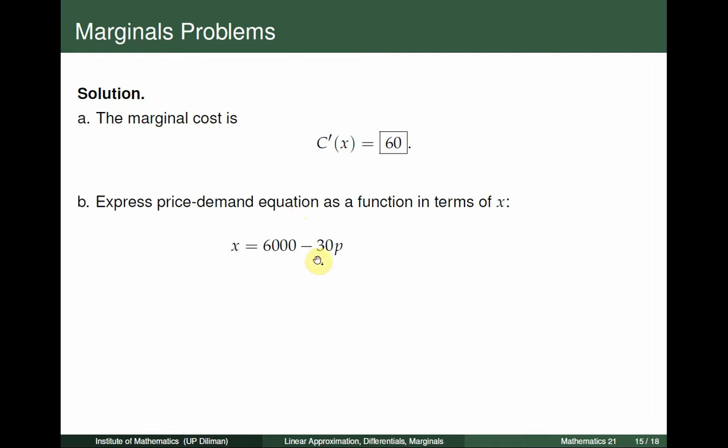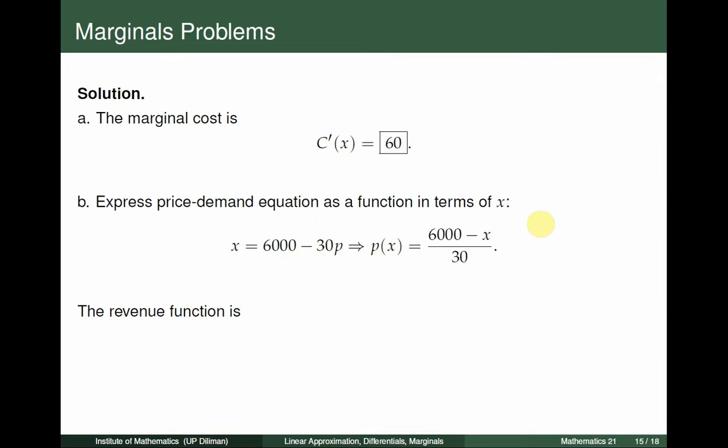We will transpose p to the left side and x to the right side. Divide both sides by 30. This gives you p of x is the quantity 6,000 minus x all over 30. What's next? Next one is the revenue function.